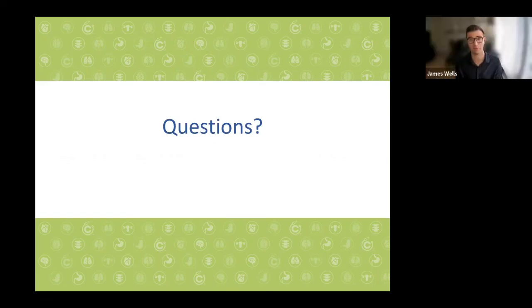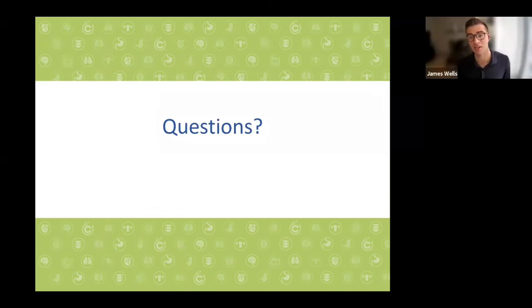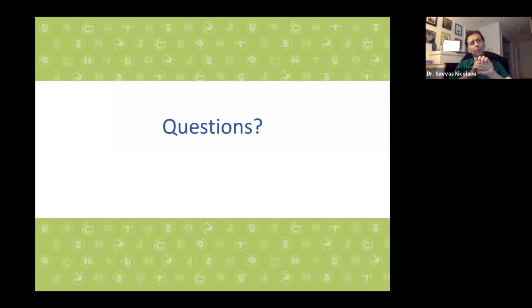Excellent. I think we have a few more questions here just to get through them. So we've got a question from Nadia, and the question is, how can we tell apart an AP CXR from a PA just by looking at the image?